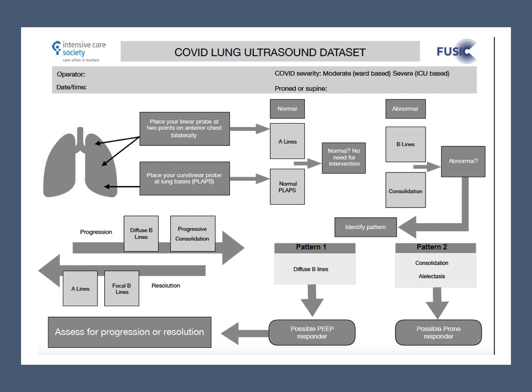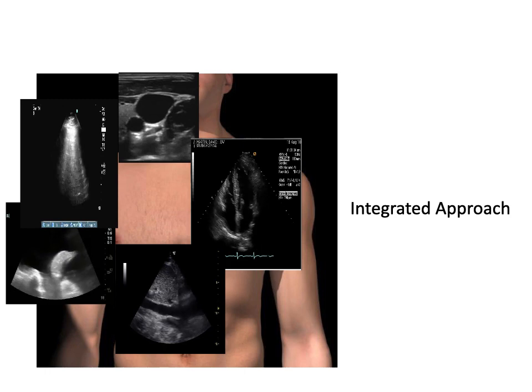And this is a lung ultrasound dataset which was released from the Intensive Care Society of the UK, and it is describing a flow sheet to try to reach an algorithm to help identifying which pattern of patient will benefit from proning versus those who will benefit more from positive end expiratory pressure. And the important thing is that this dataset highlights the importance of lung ultrasound as a monitoring tool to assess the response to therapy, which I believe is the most powerful thing of this tool.